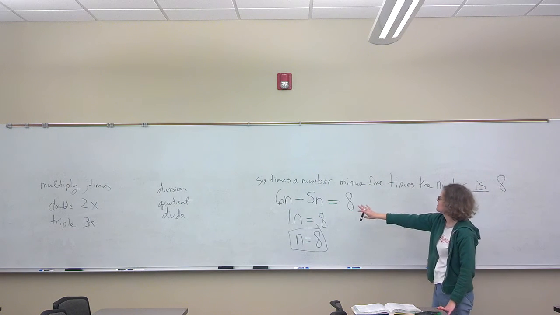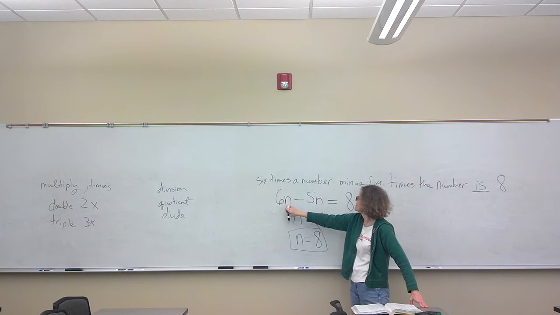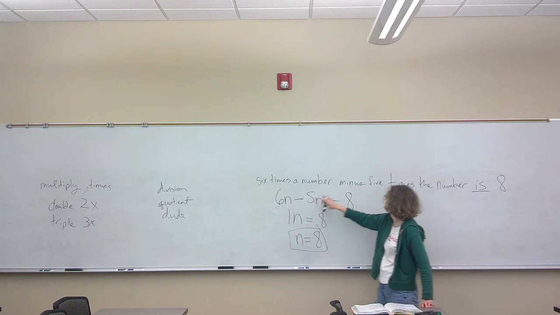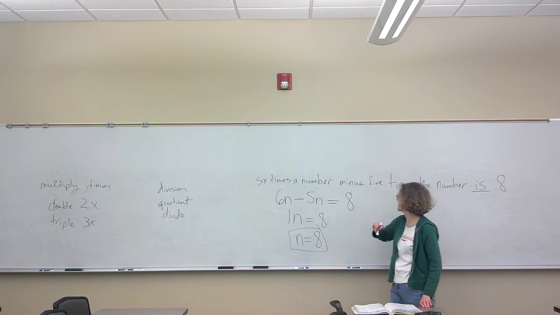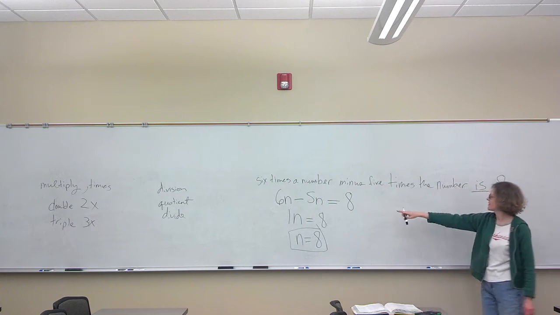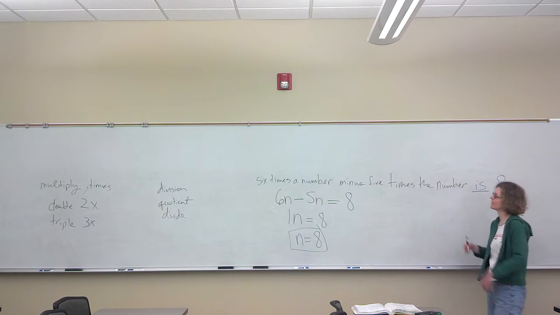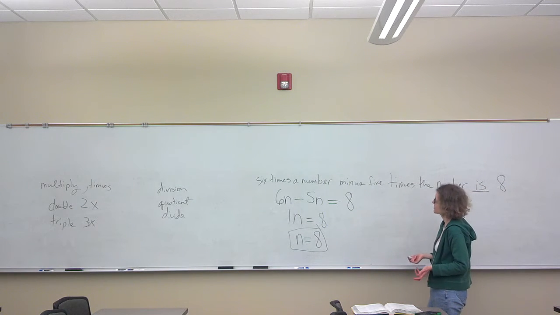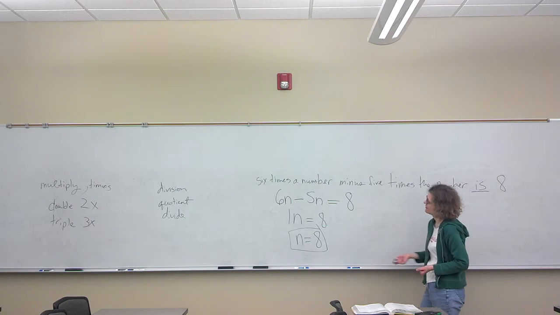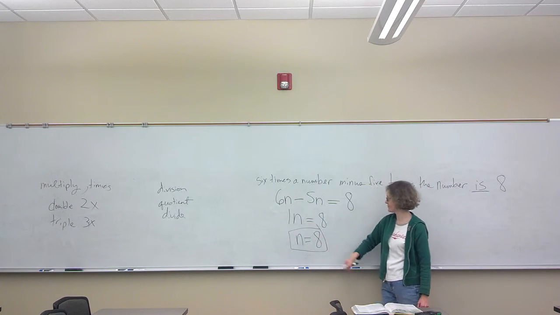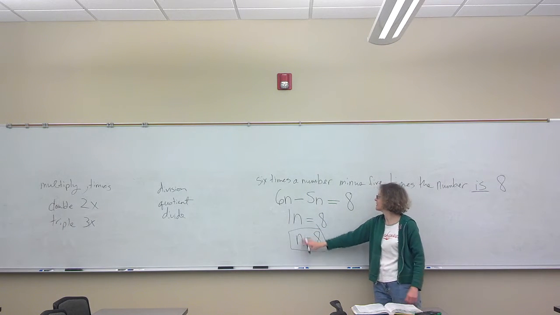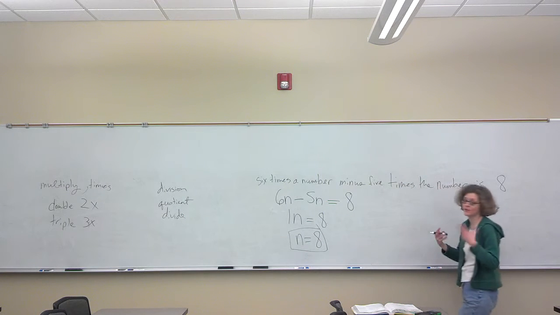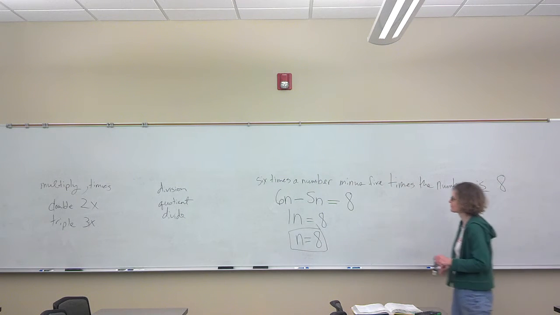So we have 6 times a number, so 6 times n I use this time, minus 5 times the same number, so minus 5 times the same number n, is our equal sign, and then 8. So we've got 6n minus 5n equals 8. 6 minus 5 is 1. So we're just simplifying, so we're doing straight math. And in this instance, n is the same as just a plain n, so n equals 8. So we didn't have to do any division on that one, really.